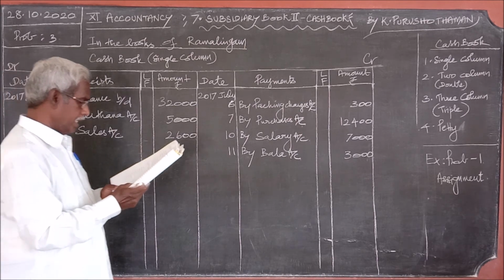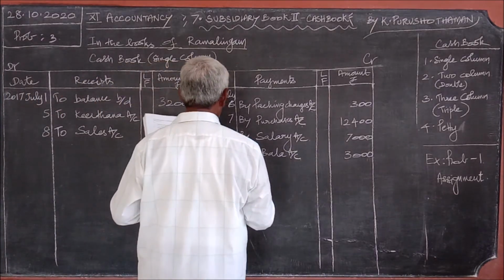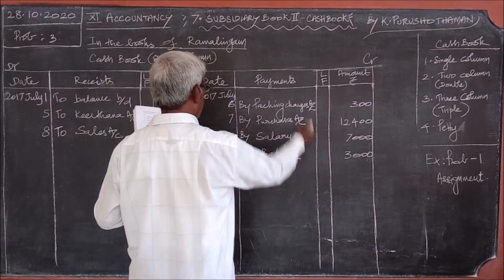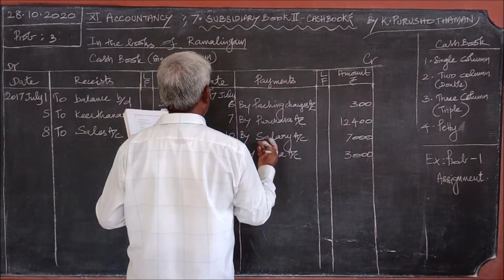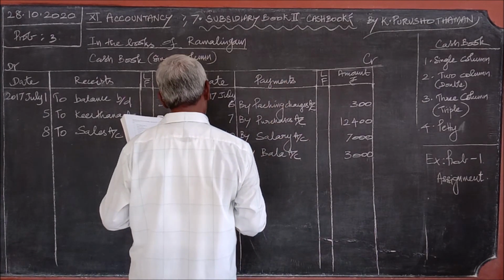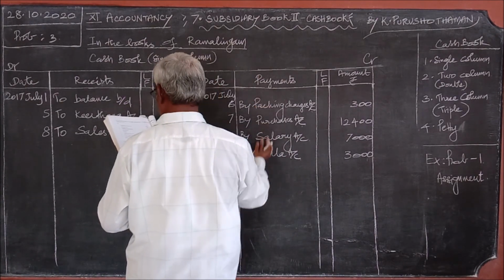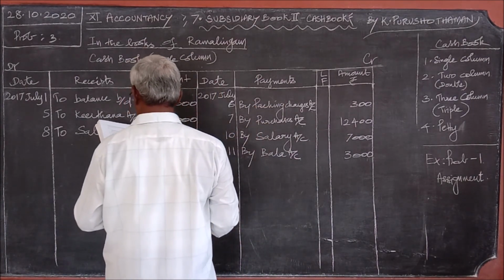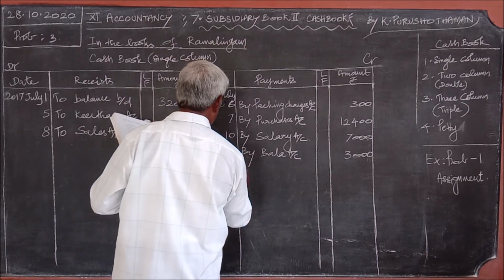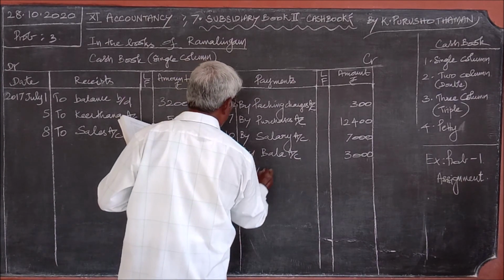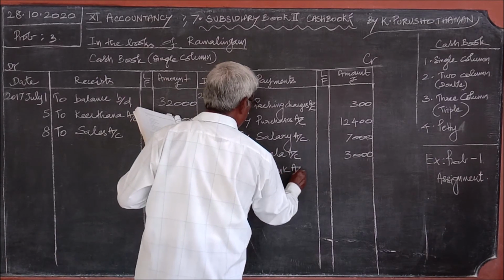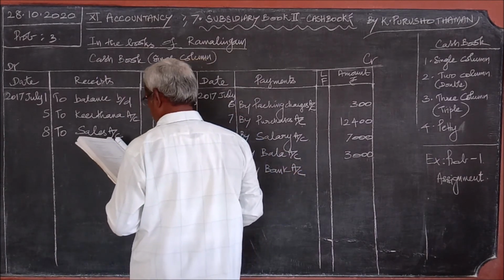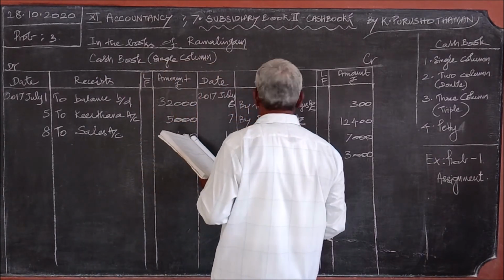Cash deposited into bank through CDM. Whatever the mode of deposit, everyone deposits money in bank or deposit machine. For whatever it is, the cash goes out. It is a payment. Therefore, 24th by bank account, by bank account, 4,000.